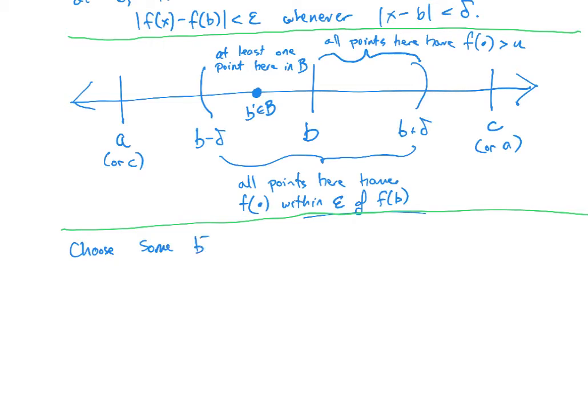So I'm going to choose some b. I'm going to write b superscript minus because it's to the left. Okay, it's in the open interval from b minus delta to b, and it's in capital B. But that's not quite right. I need to allow the possibility that actually b minus could be b.